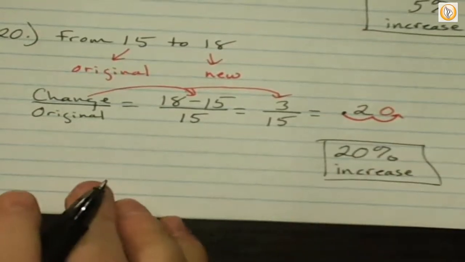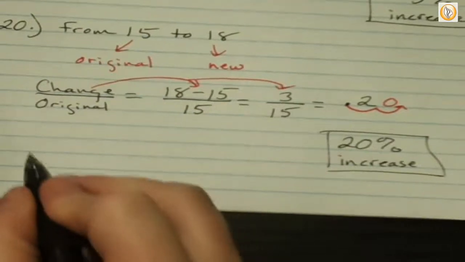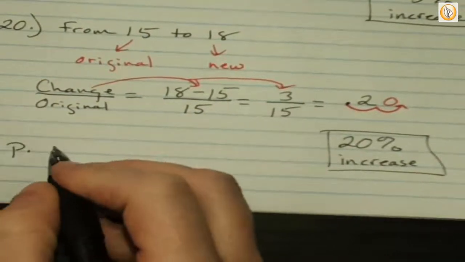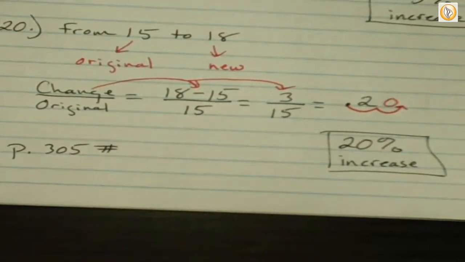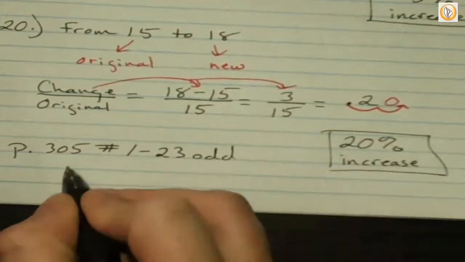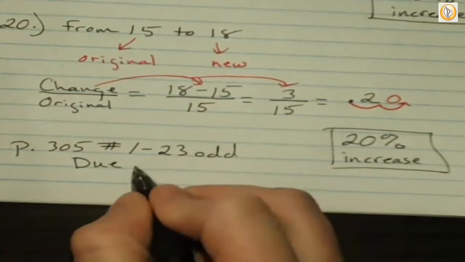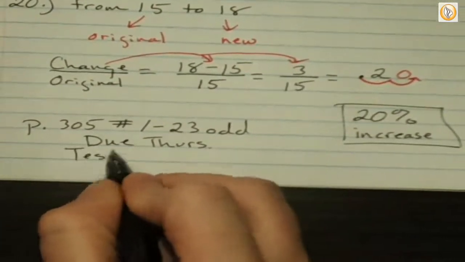Any questions? Y'all got this? I'm going to set you free. You're going to do page 305. 12 problems, 1 through 23 odd. This is due Thursday. So 12 problems. Your test will be Monday.